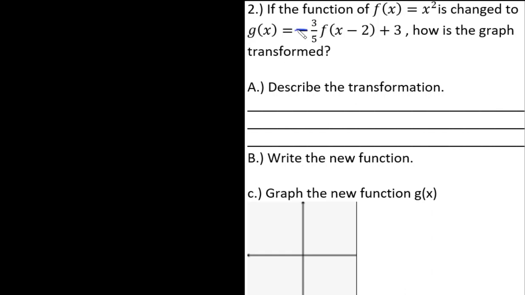The first thing we look at in this rule is that there's a negative. And I know automatically that this is going to cause the graph to reflect across the x-axis. The next thing I see is that there's 3 over 5, it's less than 1. Well, if 3 over 5 is less than 1, we have ourselves a vertical compression.